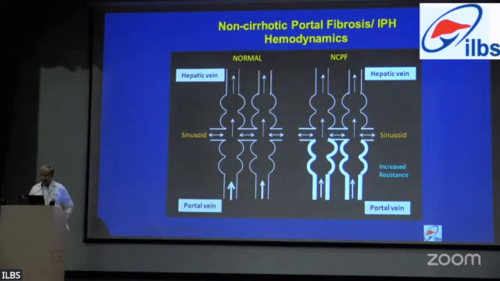This is exemplified here. In the normal, the portal vein blood comes, the hepatic artery blood is joined here in sinusoids and it goes out. These are very thin tributaries or branches of the portal vein. Now, in non-cirrhotic portal fibrosis, this area is thickened, and also the sinusoids are partly thickened. So the pressure gradient is here. There is an increased resistance to flow, which is transmitted back towards the side of the spleen.